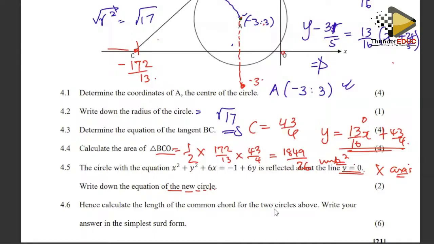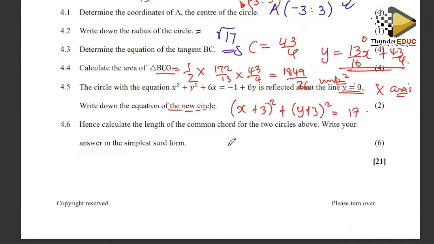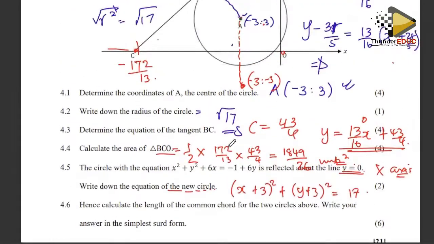So the new coordinates of the center will be -3 and -3. Okay, so for the new equation, I prefer to write it in a simplified version. It's going to be (x plus 3) squared, and then (y plus 3) squared is equal to 17. Nothing is going to change. That has to be the equation. And then hence, calculate the length of the common chord of the two circles. Write your answer in simplest form.